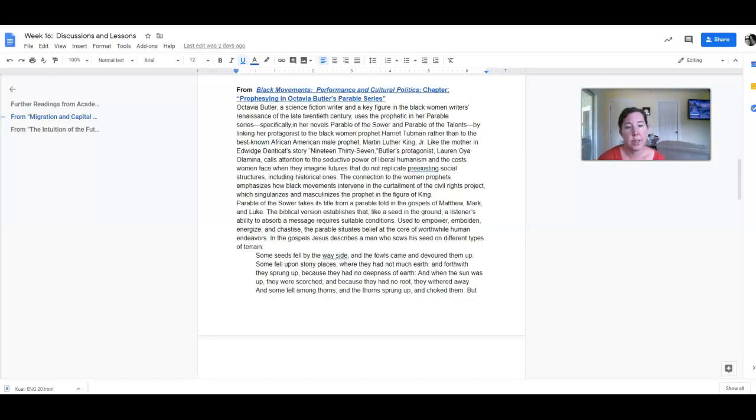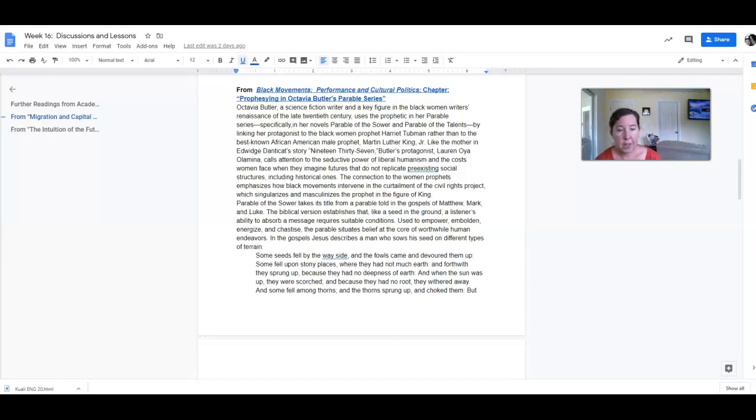In this context, the author is looking at the costs women face when they imagine futures that don't replicate pre-existing social structures, including historical ones. And the connection to the women prophets emphasizes how Black movements intervene in the curtailment of the Civil Rights Project, which singularizes and masculinizes the prophet in the figure of King.